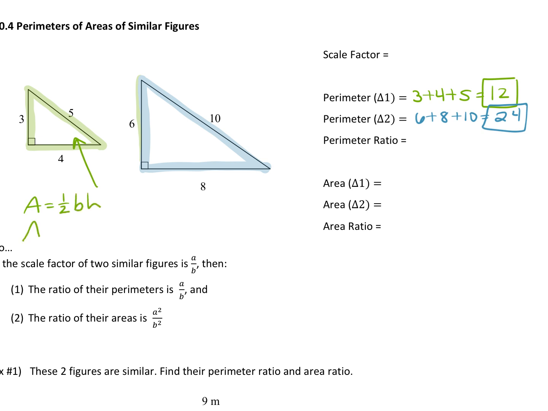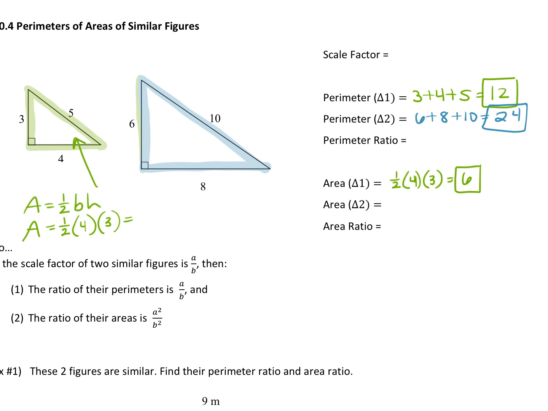So if I want to find the area of this green triangle, what's the base and what's the height? Half times 3 times 4. Yeah, the 3 and the 4. So 1/2 times 4 times 3 would mean the area of that green triangle would be 6 square units, right? So the area of that green one is 6.